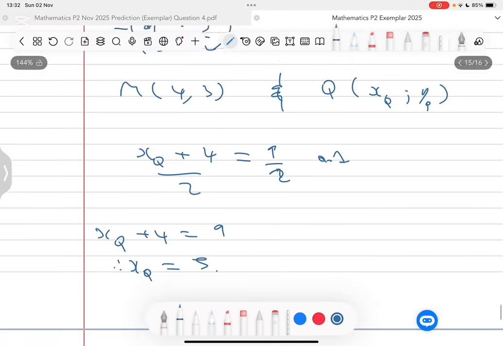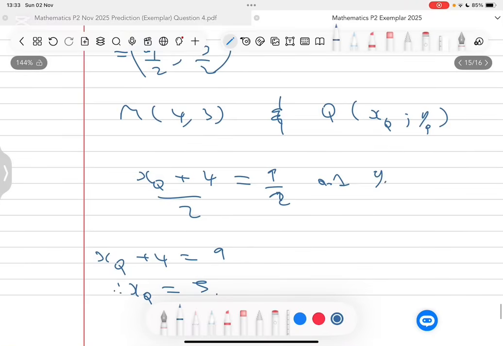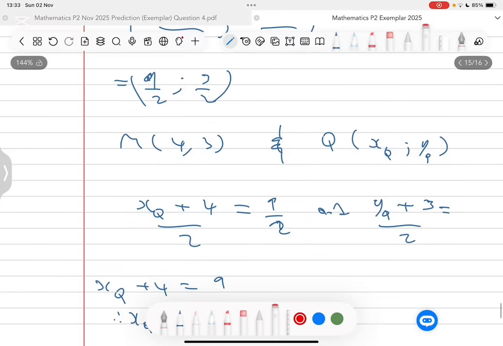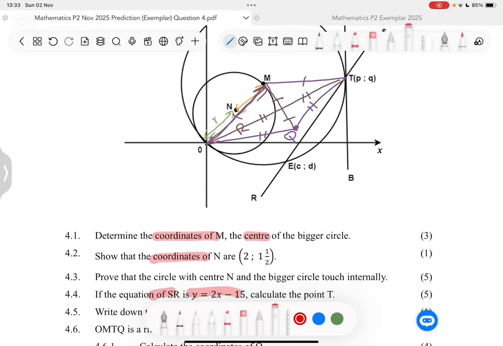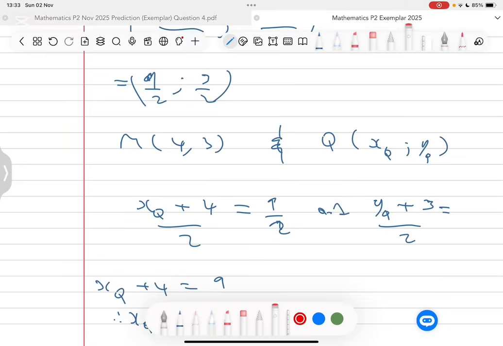And we're going to do the same for the Y values. I'm going to have YQ plus the 3, so it is this YQ and the 3 over 2, because I'm taking them from the midpoint formula, remember. And this should give me the same value that we got for the midpoint of the line OT, because they share the same midpoint here.